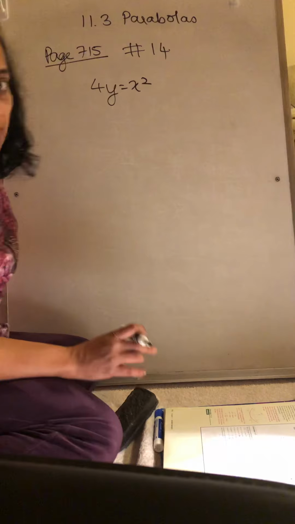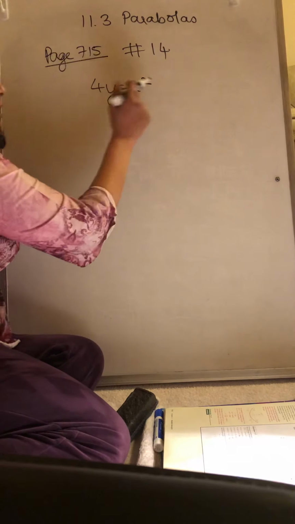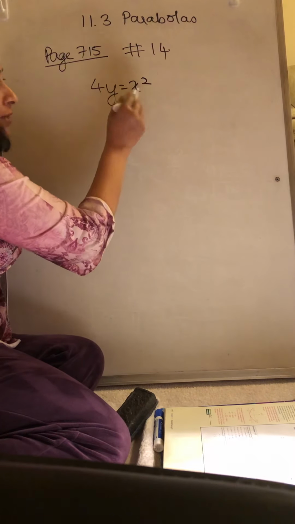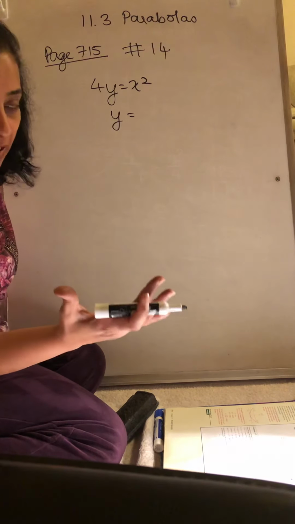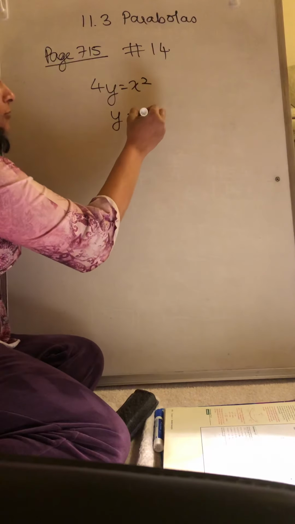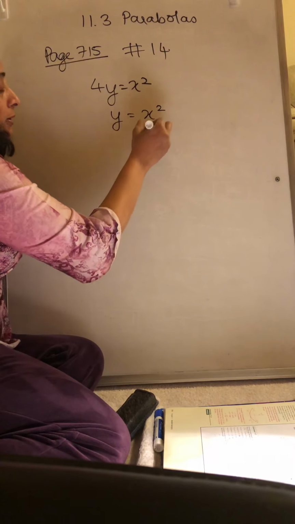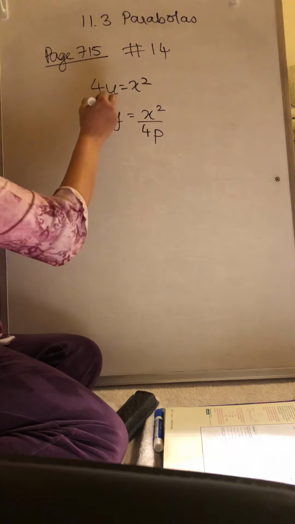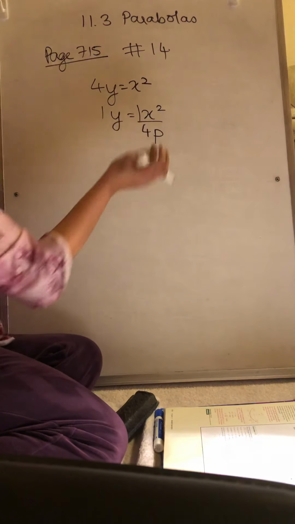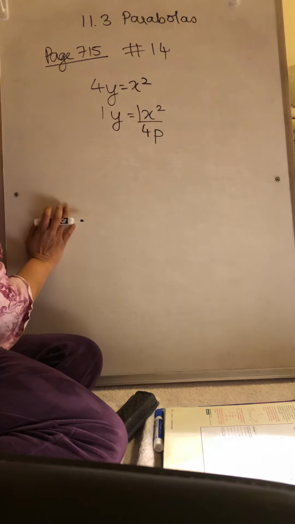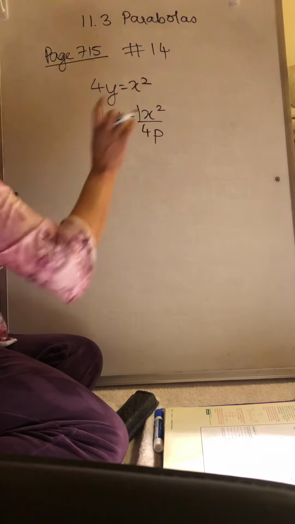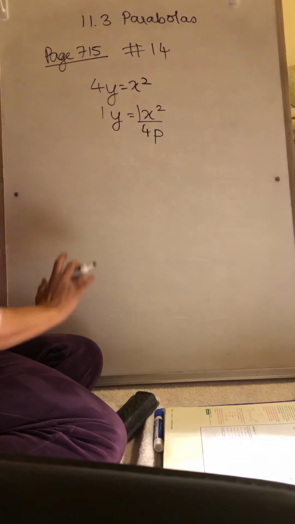Remember, what is my desired form? This y should be by itself. This is also okay, this is also not wrong, but I can find my p easily if it is in this form. Y should be 1, x should be 1. They should be on opposite sides, they should be equal, and x square divided by something. This is my desired form.